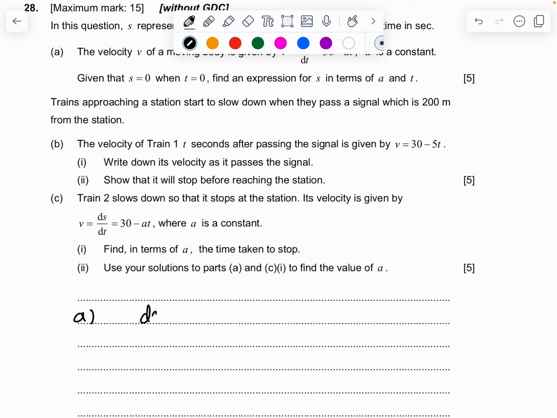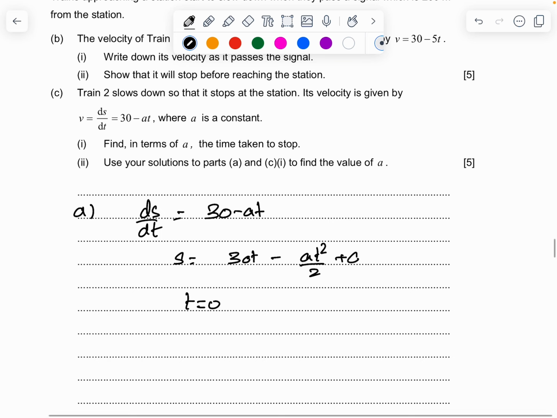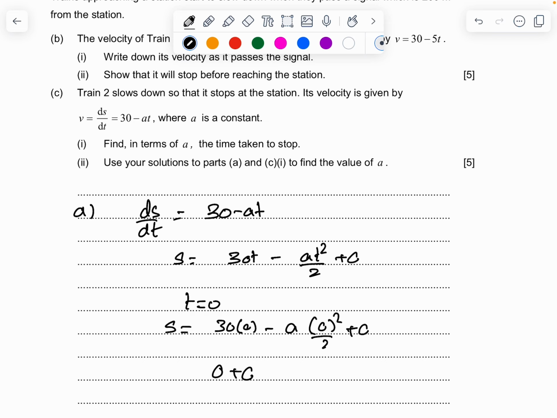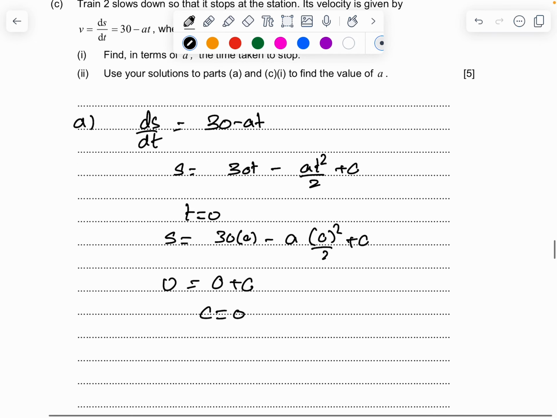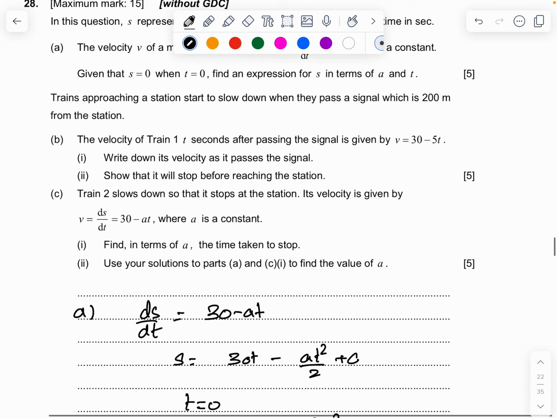So ds upon dt equals 30 minus at. So what will be s? s will become the integration of that, 30t minus at squared by 2 plus c. Now at t equals 0, s will be 30 times 0 minus a times 0 squared upon 2 plus c, which is 0 plus c, which should be equal to 0. So that gives me c equals 0. So what is the formula for s? 30t minus half at squared.